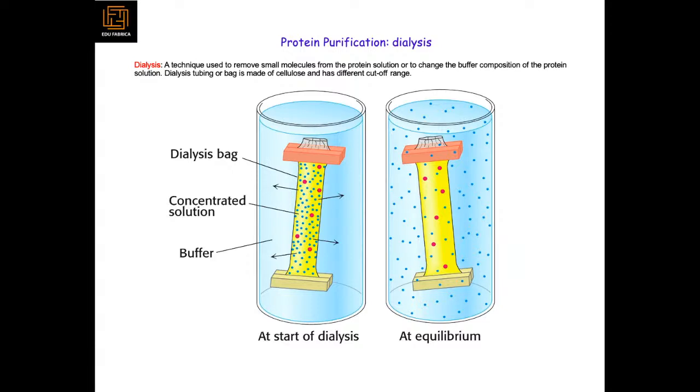At the start of dialysis, everything is inside, but after equilibrium has been achieved, the small molecules are all outside and the big molecules remain inside. That's how protein purification is taken care of. Let's see how this is done practically in the lab, the dialysis of a protein.